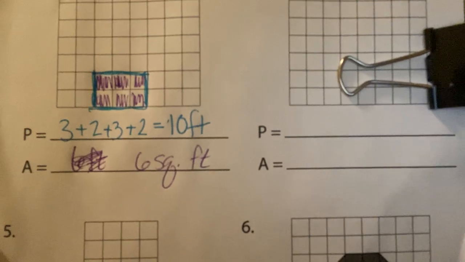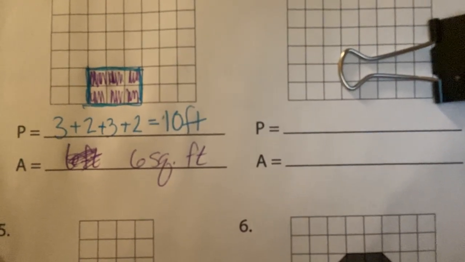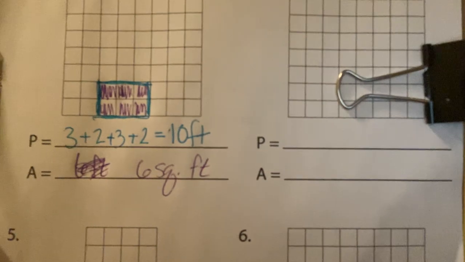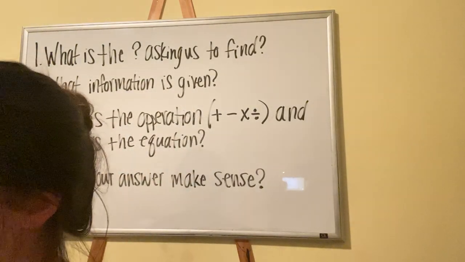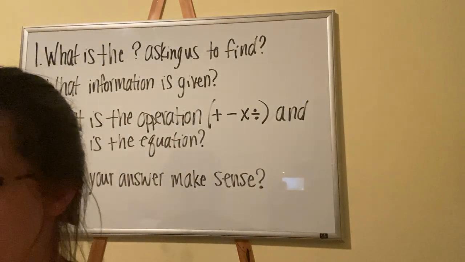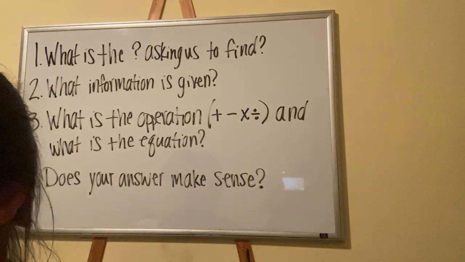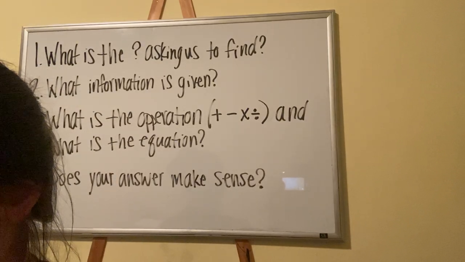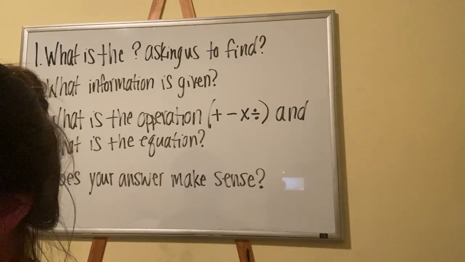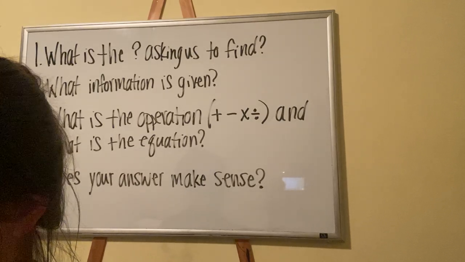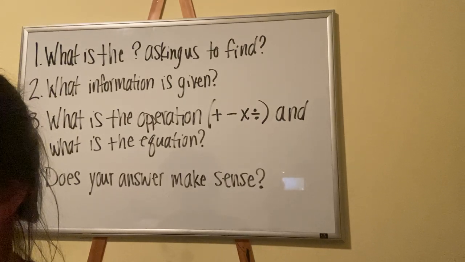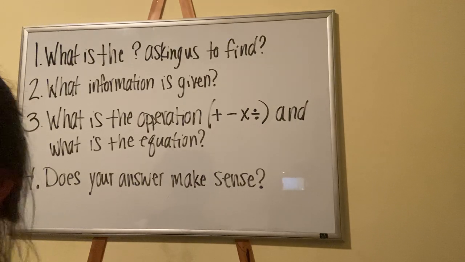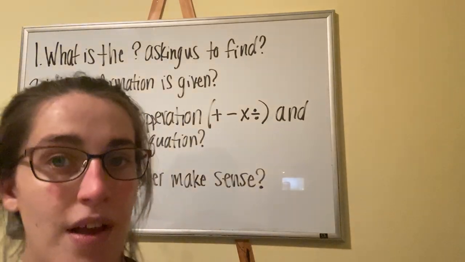The area of the welcome mat is 6 square feet. Do that on your page. And then get ready for number four. Get ready for number four. Gonna find the perimeter and the area of another shape. Okay, you're going to find the perimeter and the area.